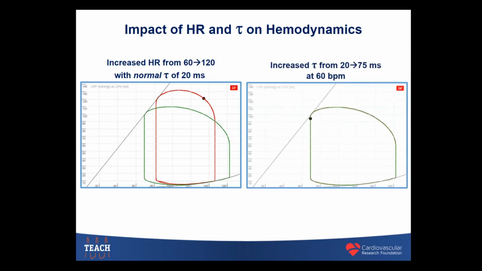But if you take a patient now and say, instead of a tau of 20 milliseconds, I'm going to make it 75 milliseconds, which is quite long, which means I'm taking a ventricle that needs a long time to relax. And then I say, okay, and I'm going to increase the heart rate from 60 to 120. Let's see what happens. Okay, it froze on me here.